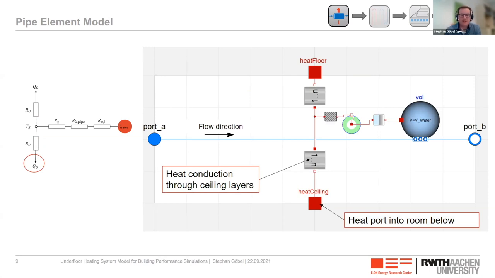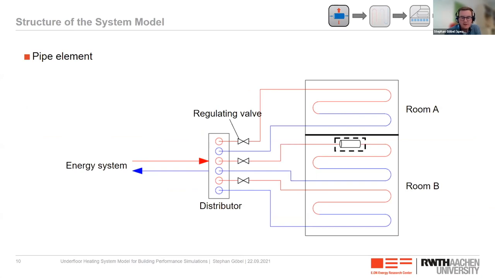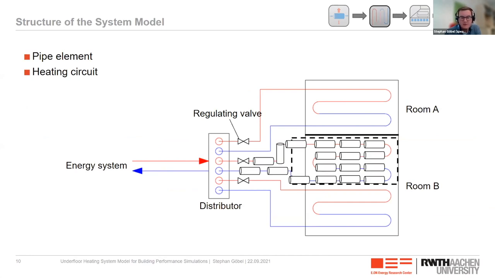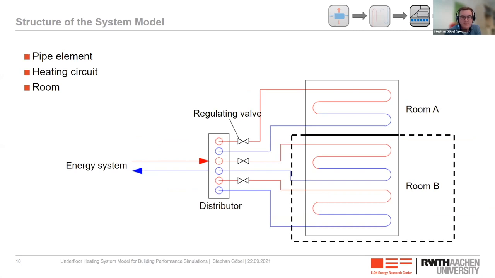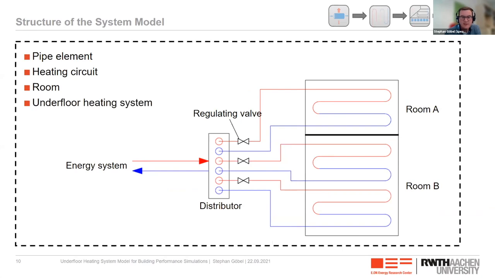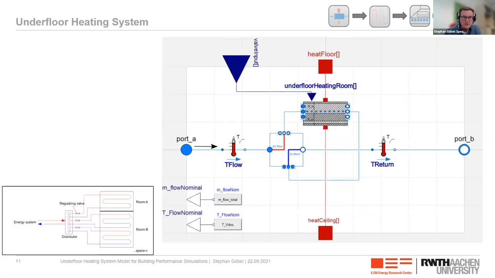To put this model in the whole system model, it can look like this: we have one heating circuit here. This consists of several pipe elements, and one room can have one or more heating circuit models, and then the whole system consists of several room models. So on system level in Modelica, it looks like this.